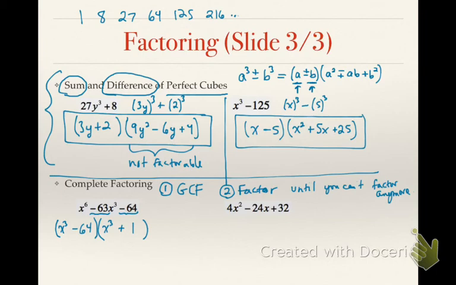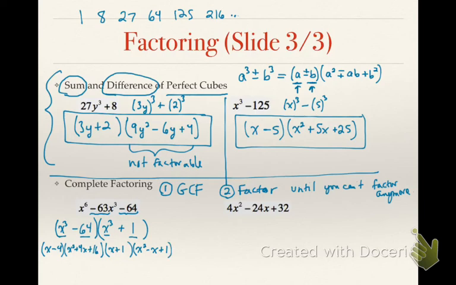Then I have to ask myself, can those factors factor anymore? Well, I'm noticing x cubed, the 64, the x cubed, and the 1, they're all perfect cubes, so I have a difference of perfect cubes and a sum of perfect cubes. So this first factor, x cubed minus 64, will factor into x minus 4, x squared plus 4x plus 16, and this last factor will factor into x plus 1, x squared minus x plus 1.